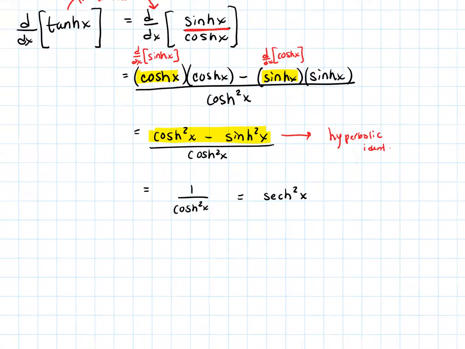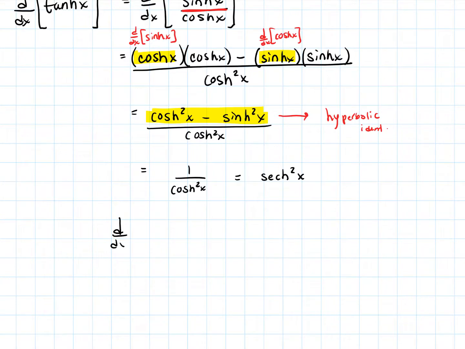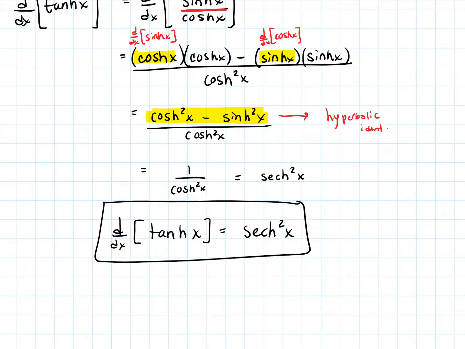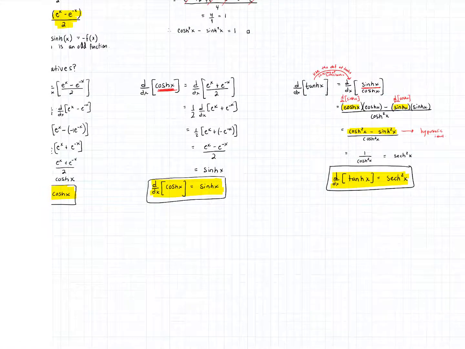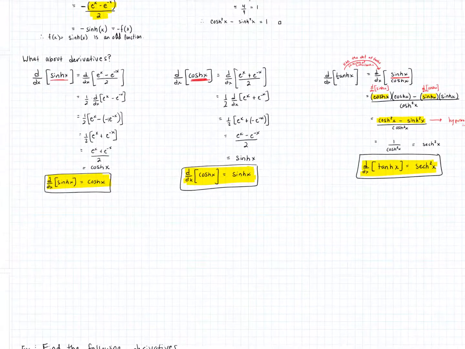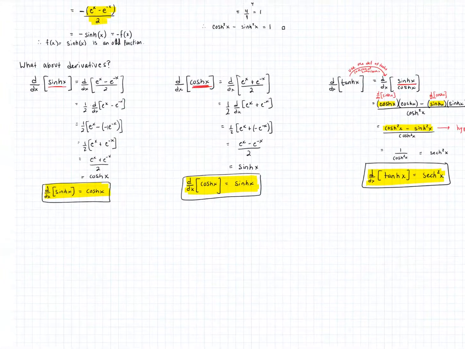The derivative of the hyperbolic tangent, and again, notice the connection to the trig derivatives. The derivative of the hyperbolic tangent of x is equal to the hyperbolic secant squared of x. And we've proven it using the quotient rule and the two derivatives of the hyperbolic sine and hyperbolic cosine. So there are our proofs for the first three hyperbolic functions.